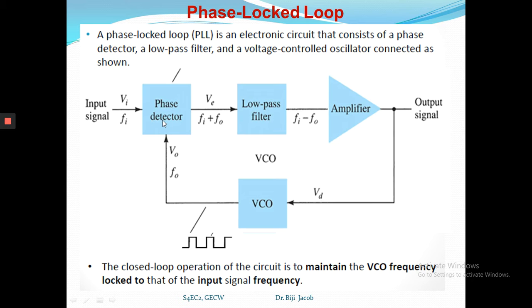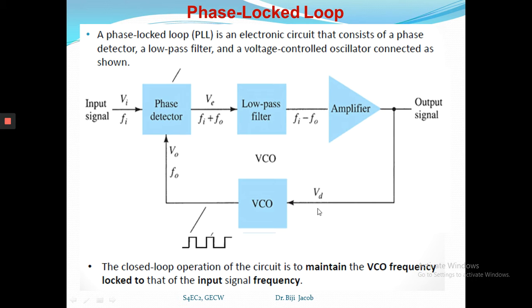The phase detector is of two types. In a digital PLL, the phase detector may be an XOR or flip-flops. In an analog PLL, the phase detector is implemented using an analog multiplier. When you multiply two sinusoidal signals, you get the sum frequency and the difference frequency. The sum frequency is eliminated by the low pass filter, and the difference frequency is amplified and given as a controlling signal to the voltage controlled oscillator.